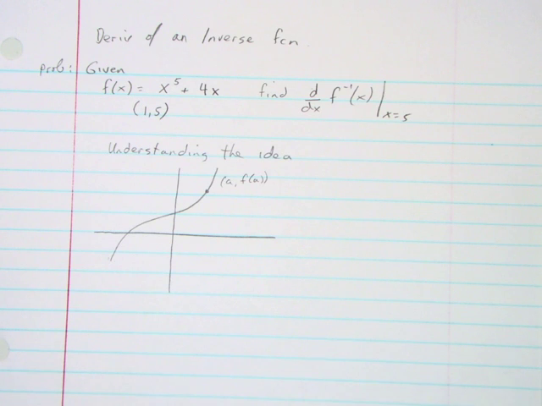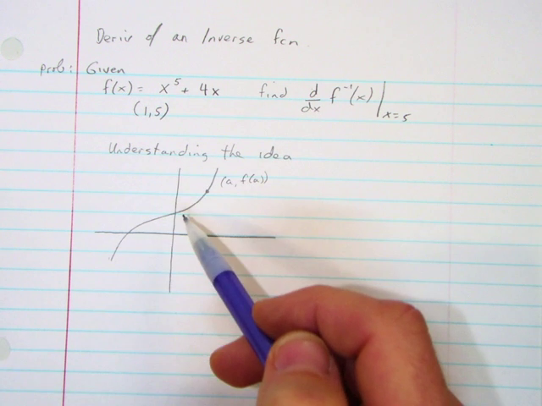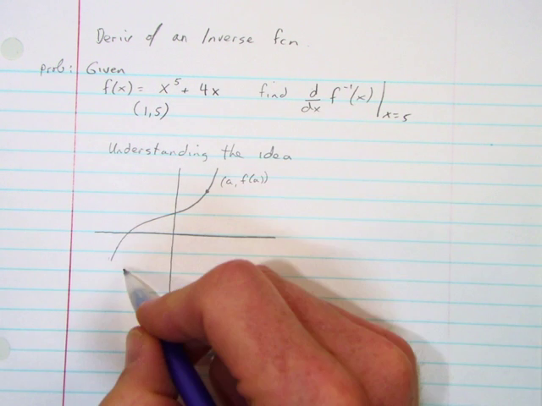How do you take the derivative of an inverse function? Let's take a look at this example. Before I start actually doing this problem, what I want to do is just look at the idea. What do we know about an inverse? Let's say this is some function.